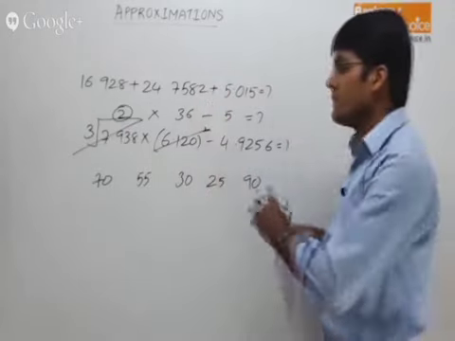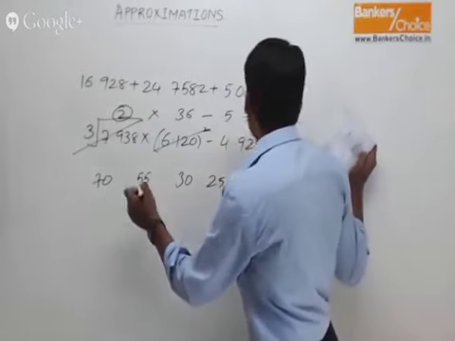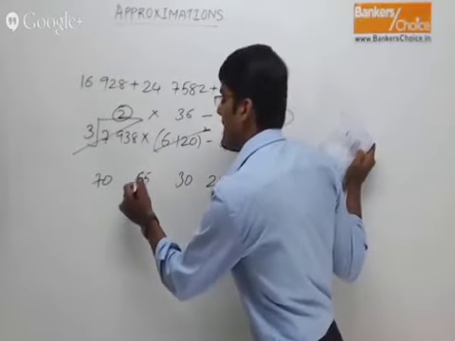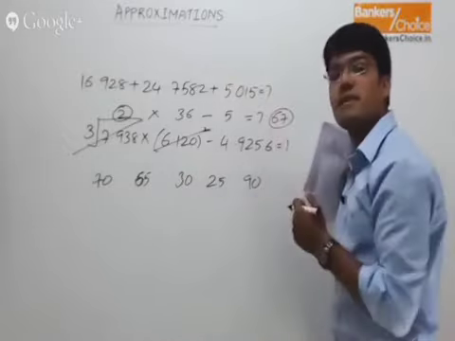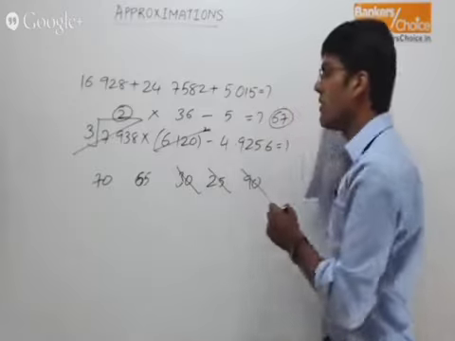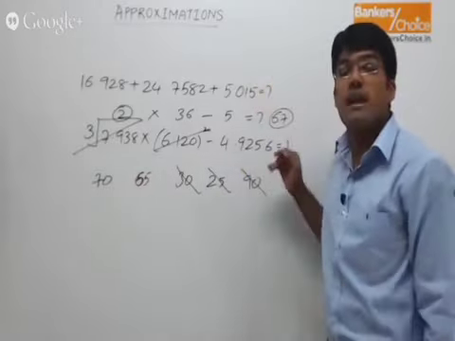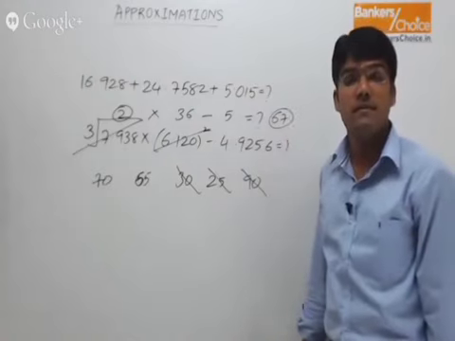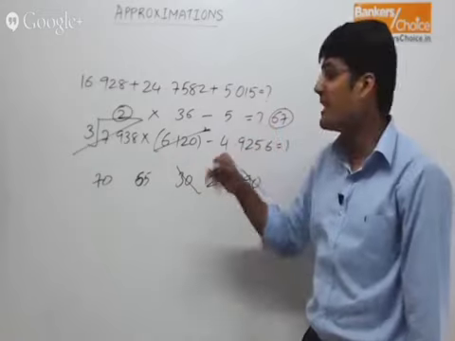Let's say here we have got approximately 67, but there's one more option. One option is 70, the other option is 65. In that case, what do you do? 70 is close to 67, 65 is also close to 67. Anyway, 30, 25, 90 are ruled out, but these two are possible. Our calculation says it's approximately 67. So what do you do? Which one is the correct answer?